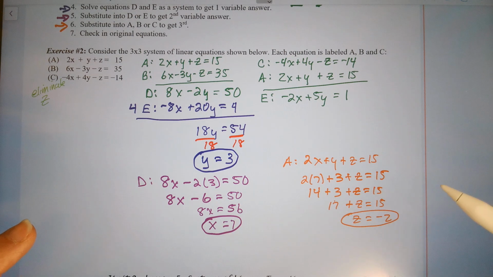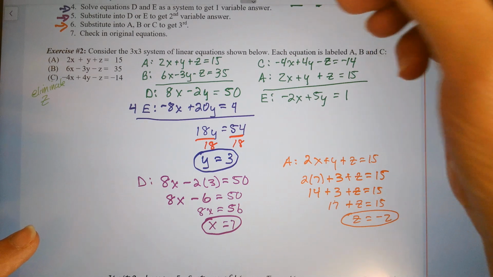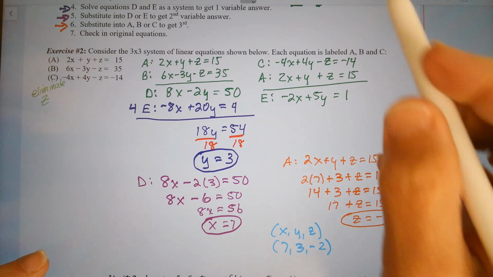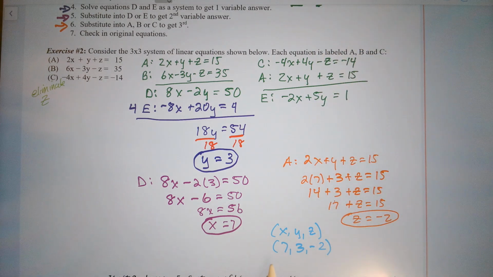And we will write our solution in what we call extended ratio form, which would be x comma y comma z. X is 7, y is 3, and z is -2. Now, before I circle the answer, I'm going to check, but I'm going to use the calculator to check. So for our check, sorry, I'm going to go over this way. I'm going to say a calc check.